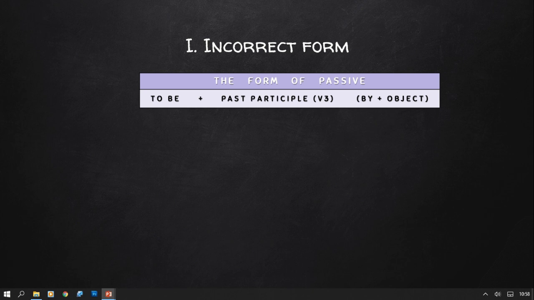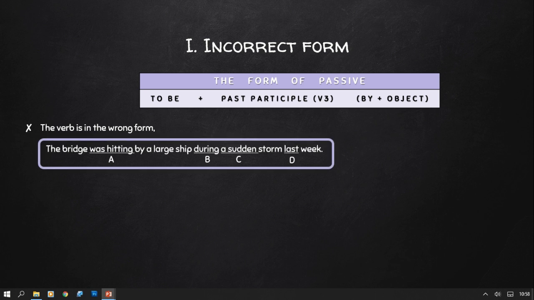So the first problem is related with the incorrect form. So whenever you encounter a passive voice, remember that all of these appear in your sentence, appear in the tests, but the by object can be there, it can just be omitted. Alright, so the problems may come in the wrong form of verb. Look at this one. The bridge was hit by a large ship during a sudden storm last week.